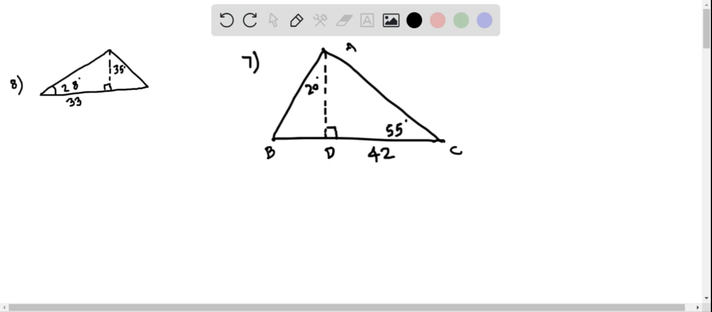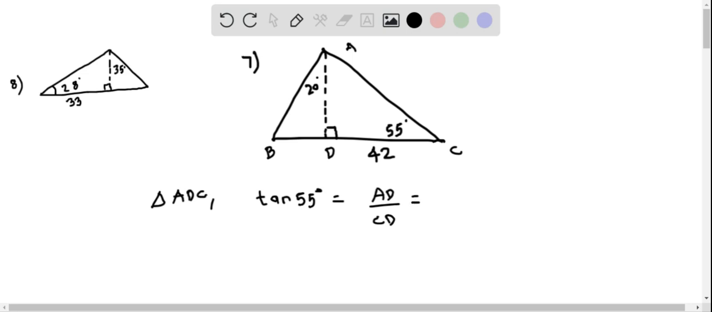So we are going to apply the trigonometric ratio. First let's consider the right triangle ADC. In right triangle ADC, I'm going to apply the tangent ratio. So I'm going to find the tangent of 55, and this is equal to the opposite side, which is AD, over the adjacent side, that is CD.